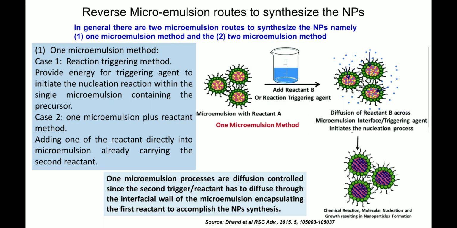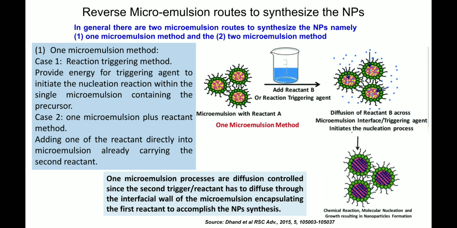Suppose you have a microemulsion with reactant A. So in case 1, what you can do is provide energy or a triggering agent to initiate the nucleation reaction within a single microemulsion containing the precursor. Means what? We have a microemulsion with reactant A, and in that, suppose we add some triggering agent.